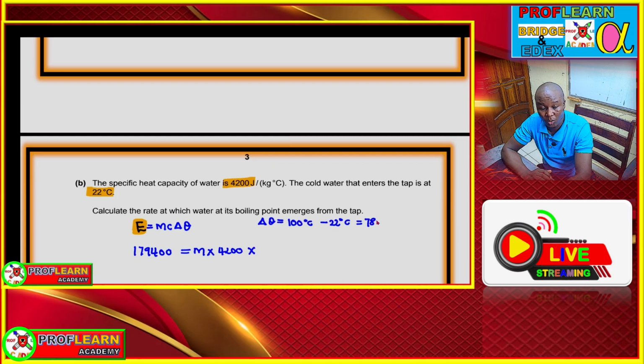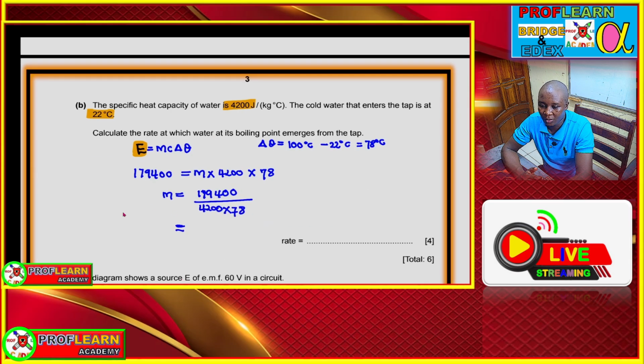We subtract 22 because water boils at 100 degrees Celsius, and the initial temperature was 22 degrees Celsius. So in that case, we have to subtract so that we can get the temperature change, which we shall write here and make M the subject of the formula. Try to work this out. And our answer becomes 0.5548. And then now we can calculate the rate at which hot water is getting out.